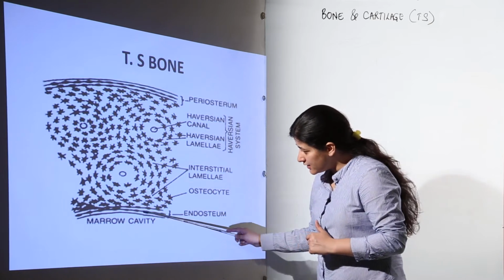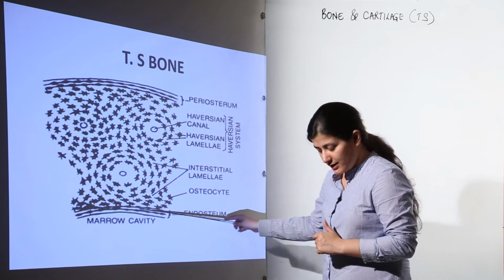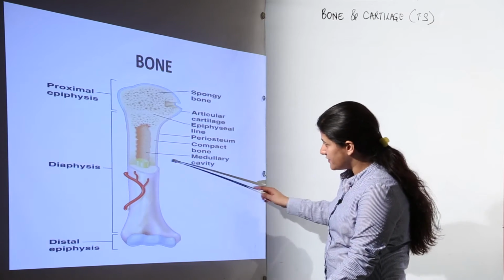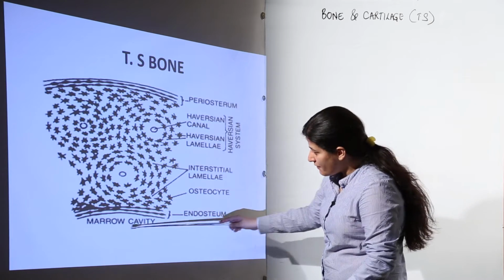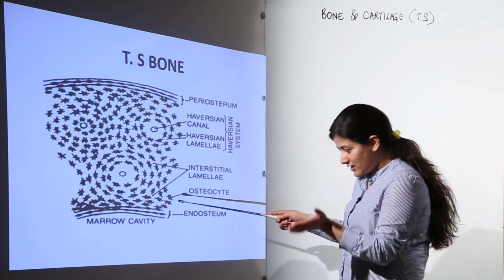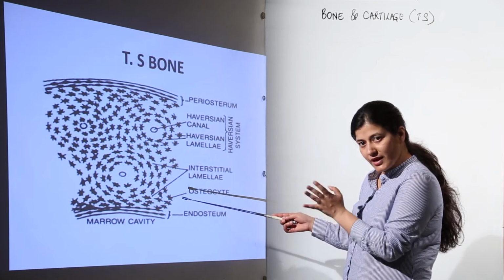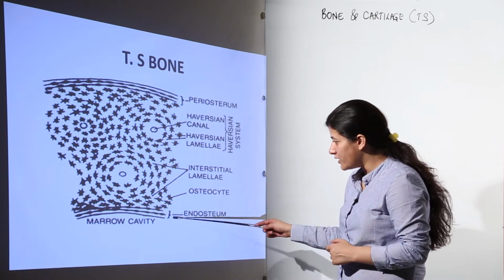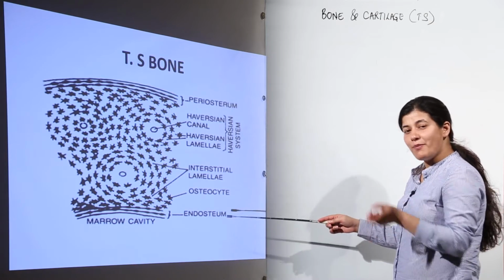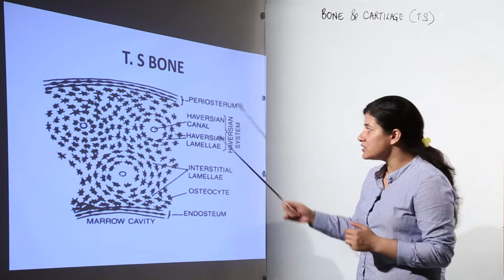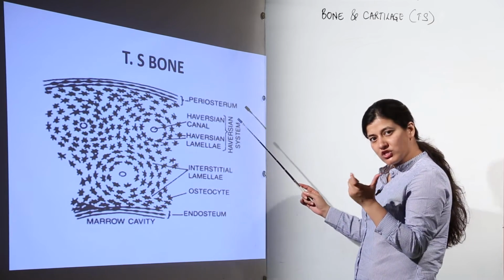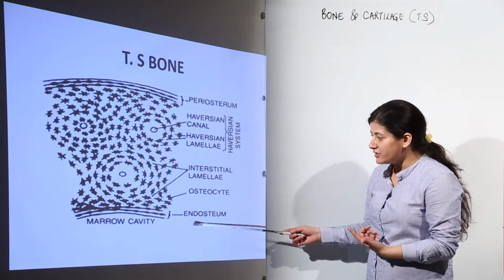This is the medullary cavity. As we just saw, there is a medullary cavity, and inside the medullary cavity there is bone marrow. The extension of the medullary cavity which separates it from the compact bone is known as the endosteum. As we had the periosteum, which is the outline of the bone, the outline of the medullary cavity is the endosteum.